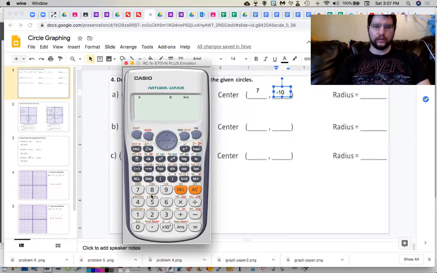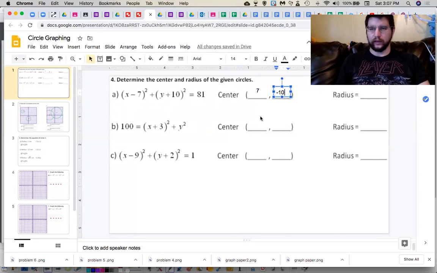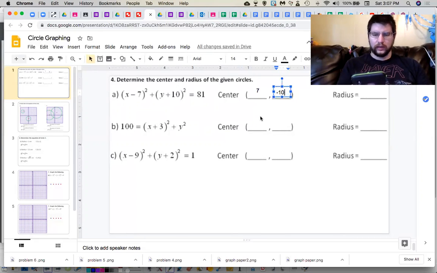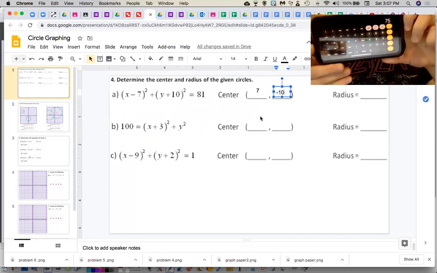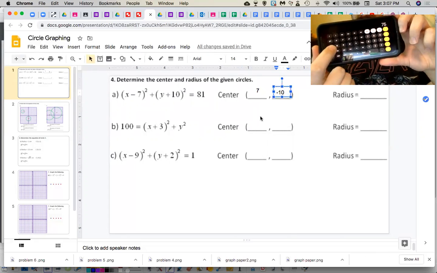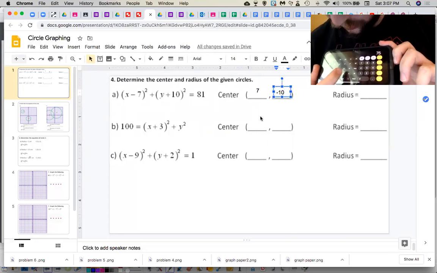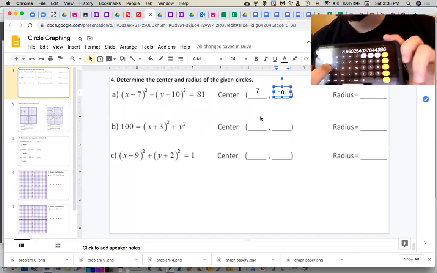Go back to this mode, and you can do square root of 81. 9. If you don't have a calculator, take your phone. Go to your calculator on your phone, not through the shortcut menu because it won't work that way. But if you pull up your calculator and you turn it sideways, you'll see it has all these extra buttons, including the square root right there.